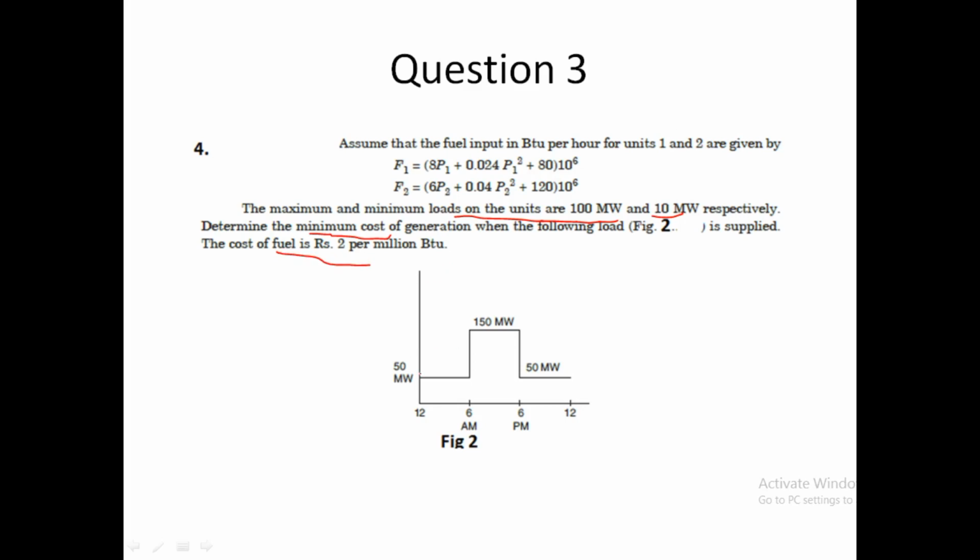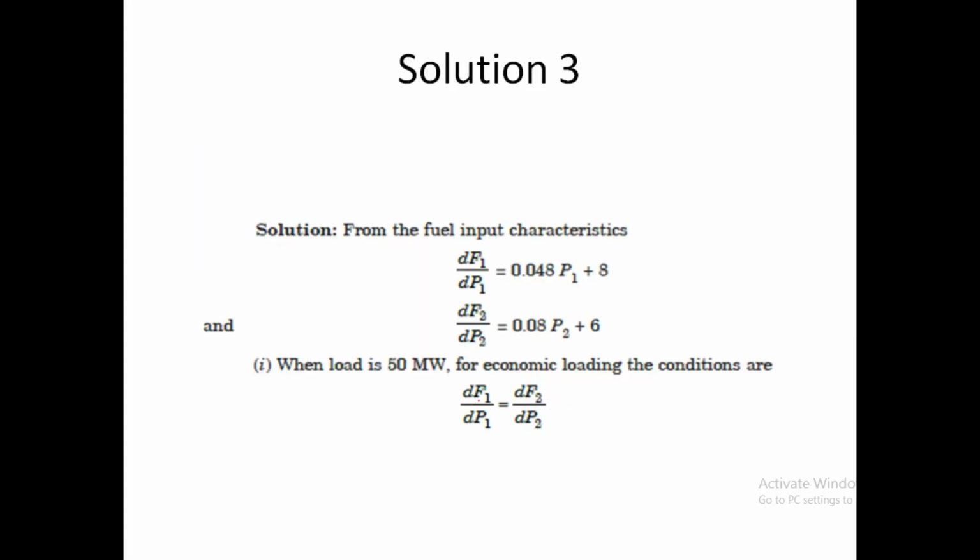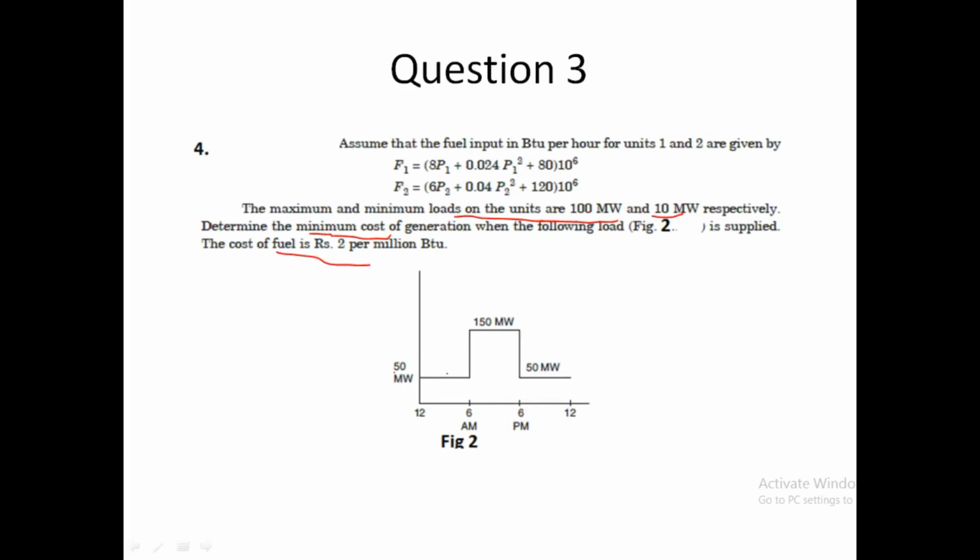So actually from 12 to 6 you are having a load demand of 50 megawatt. 6 AM to 6 PM you are having a demand of 150 megawatt. So from the fuel input characteristic you will be getting dF1 by dP1 and dF2 by dP2. If the load is 50 megawatt, so two cases are there here. One is 50 megawatt. In these two conditions, load is 50 megawatt. Here it is 150 megawatt.